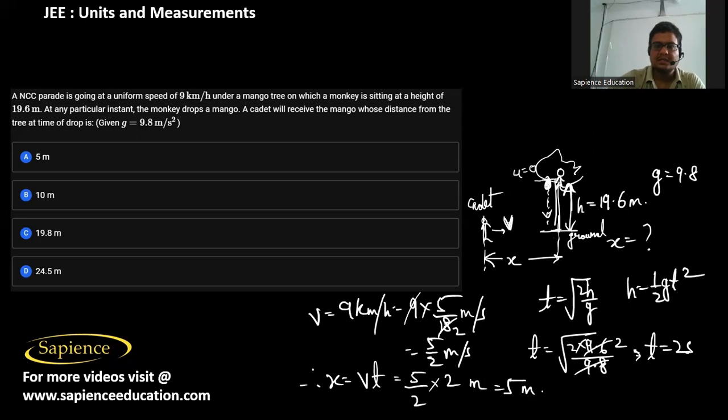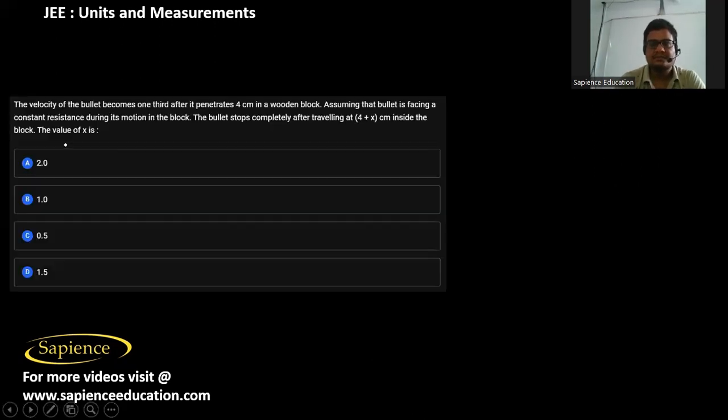So it means the cadet should be at a distance of 5 meter from the mango tree at the time when the mango is dropped by the monkey. Option A is the correct answer.